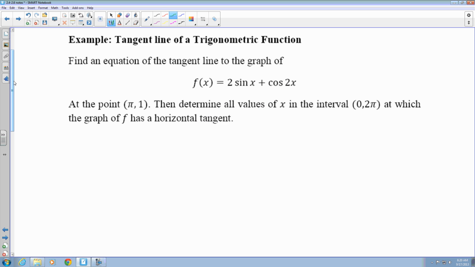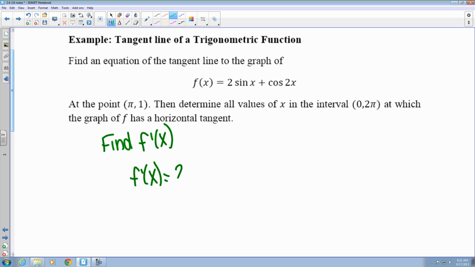Okay, our last question. Find the tangent line of a trig function. Find an equation of the tangent line to the graph of 2 sine x plus cosine 2x at the point pi, 1. Then determine all values of x in the interval from 0 to 2 pi at which the graph of f has a horizontal tangent. So our first goal here is to find the derivative, because we need to find the tangent line.